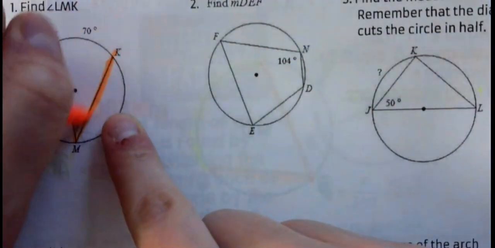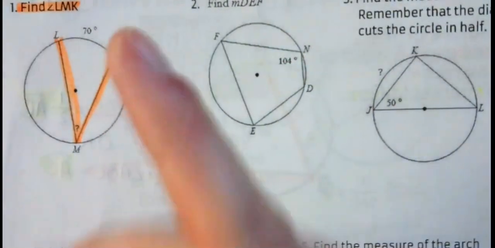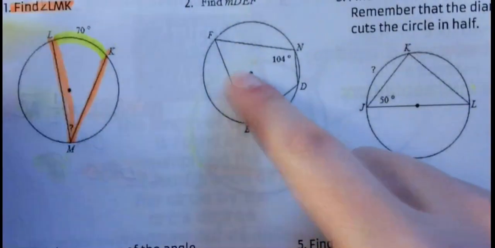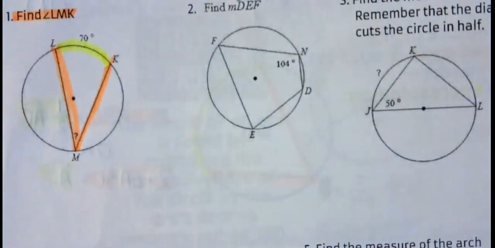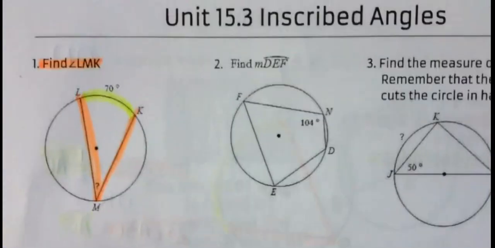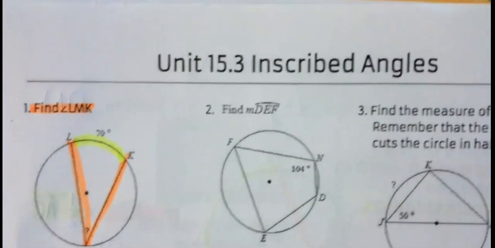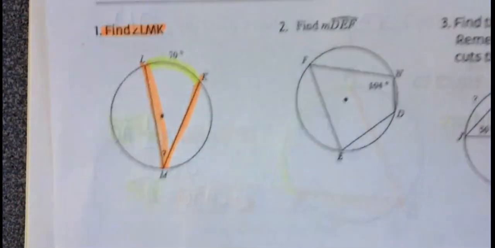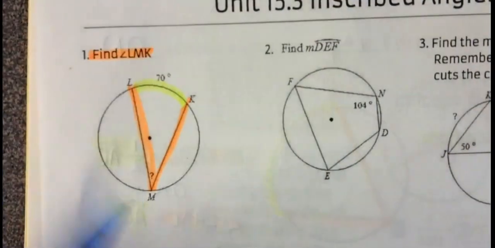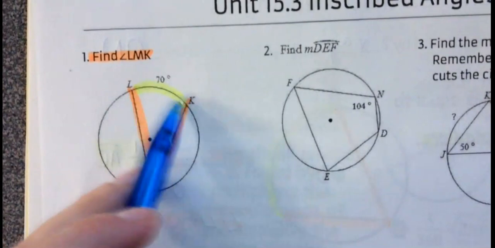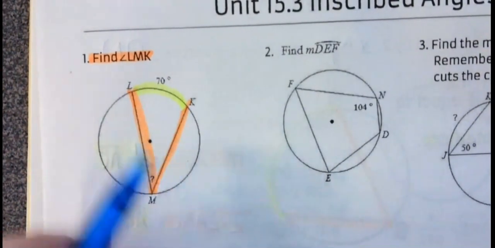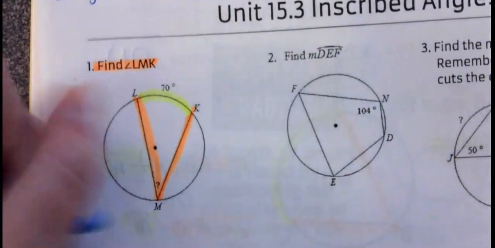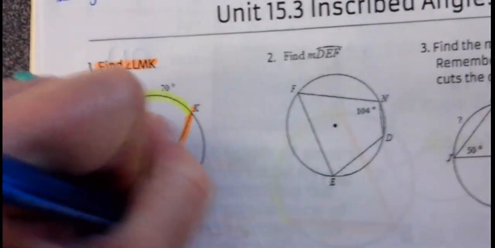All right, so let's highlight these things. It says to find angle LMK. So my angle highlighter is my orange, my arc highlighter is my yellow. We're going to write something up here at the top of this page. All right, we're given the arc. So we're going to cut that arc in half, and that's going to be the angle that it opens up to. I always think of these as looking like snow cones a little bit. You've got the little cup and then the arc that it opens up to, and that's how I remember those. But you take 70, you cut it in half, and you get 35, and that's your answer.